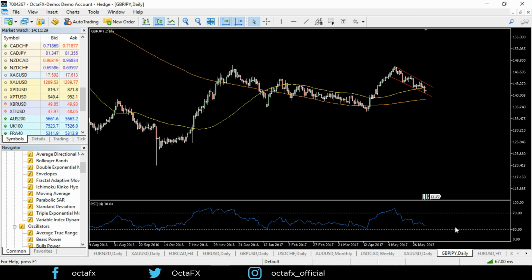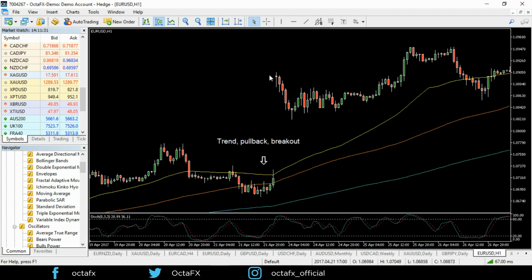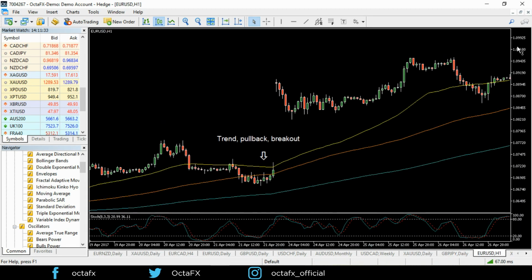Okay, so next up, guys, let's take a look at our trading system of the day, which uses the concepts of trend, pullback, and breakout. What you're looking for with this system is the moving averages to be well spaced apart, so you're looking to find yourself within a trend. In this case, we find ourselves within the uptrend, and you're looking for a pullback within that trend.